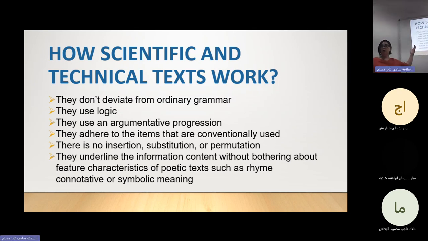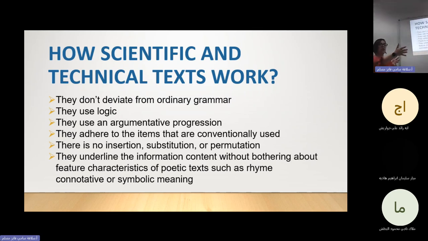يعني كلها أرقام، كلها حسابات، كلها منطق. They use an argumentative progression. بيعطوكم argument، بيعطوكم شو التحليل، بيعطوكم شو النتيجة. It's an argumentative type of test. They add to the items that are conventionally used.